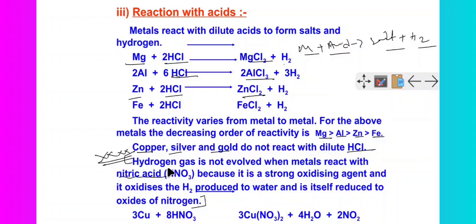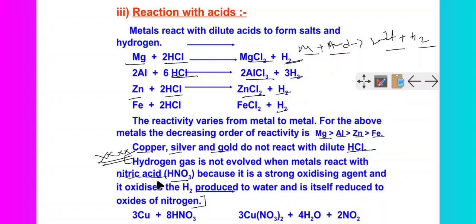In every case when metals react with dilute acid, hydrogen gas is liberated. But in this particular case, if the acid is nitric acid, HNO3, it does not allow the liberation of hydrogen gas. What is the reason?